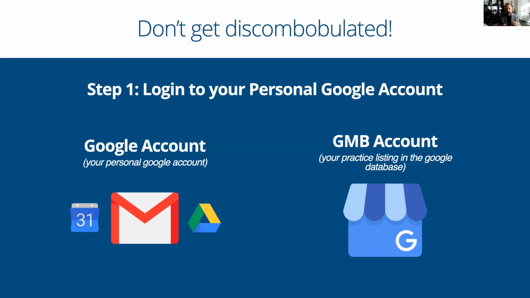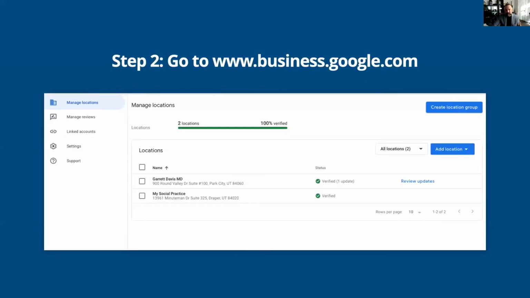Now, some of you are going to log into your personal Google account and do step one. You're going to do step two, and you're not going to find your Google My Business account. What that means is that you're not an admin on your GMB account. So one, you log into your personal Google account. Two, you go to business.google.com. If your personal Google account is an admin on your GMB account, you'll see it here.